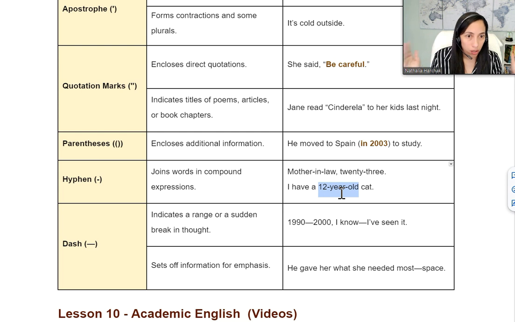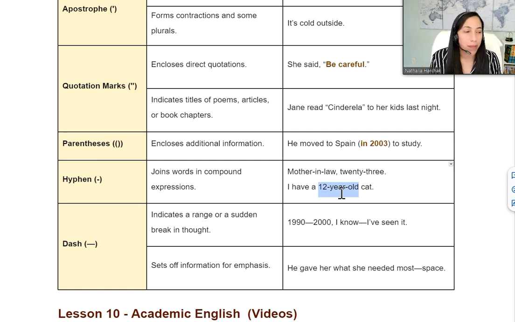But this is a really long sentence. And if I want to be more concise, I can transform that long sentence into something shorter by using hyphens and using some information to describe the main object of the sentence. In this case, we're talking about the cat, right? So I have a 12-year-old cat.